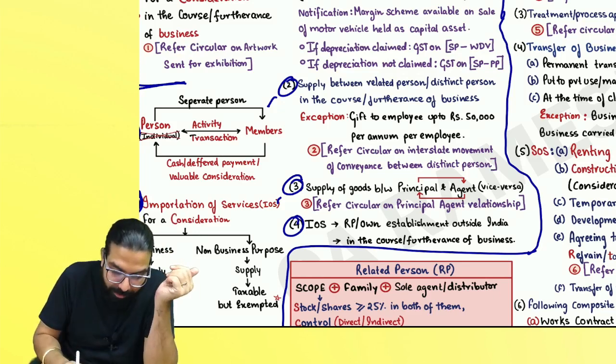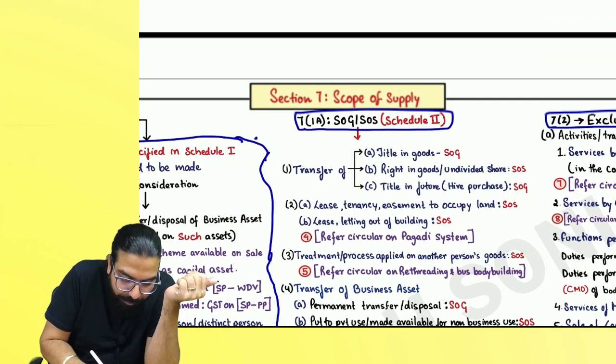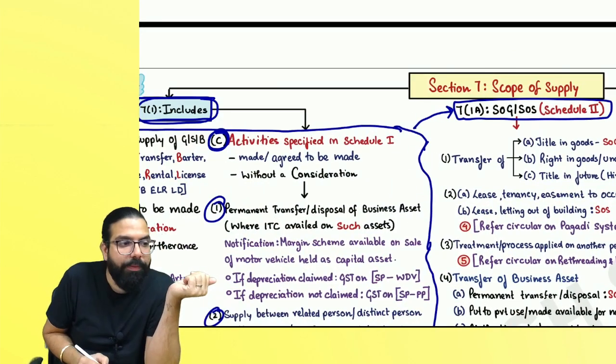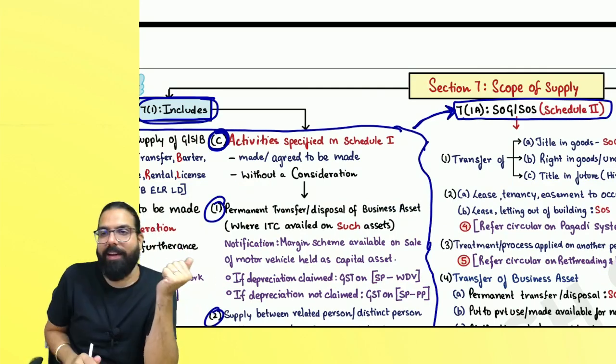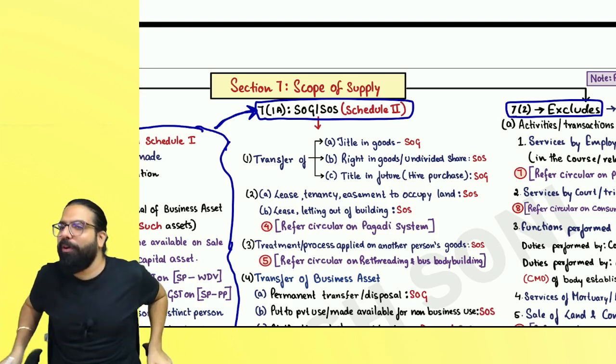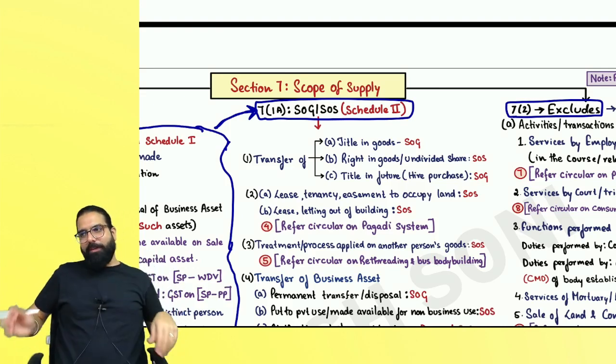Sir, tension is there. But don't worry. In section 7.1A, government says, if your activity is a supply in section 7.1, you can go to section 7.1A. In section 7.1A, we have clarified whether it is supply of goods or whether it is supply of service. Are we clear?